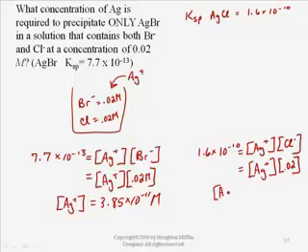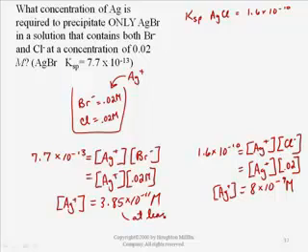And so I get 8 times 10 to the minus 9th molar. So as long as I have at least this concentration of the silver, I'll start precipitating silver bromide, and as long as I do not exceed this concentration, then only silver bromide will come out. Once I get beyond 8 times 10 to the minus 9th molar, then the silver chloride will also start to precipitate.